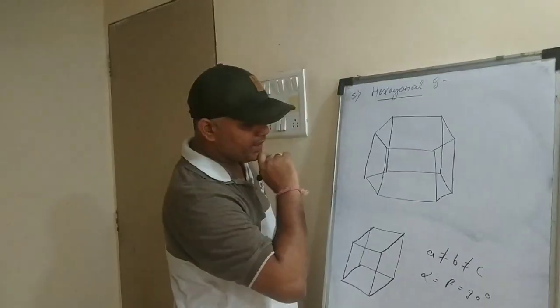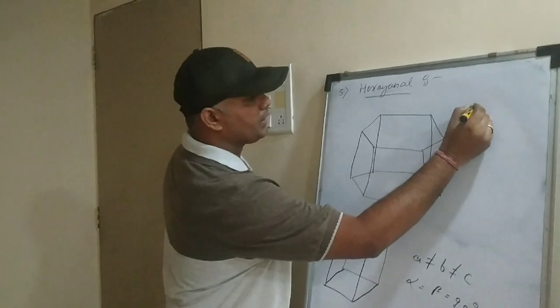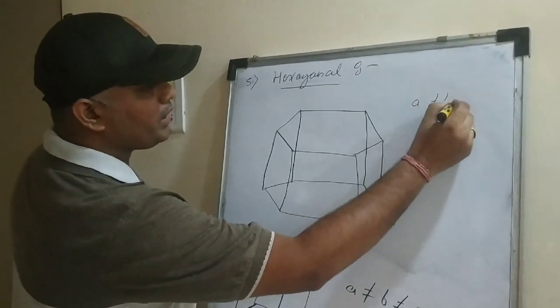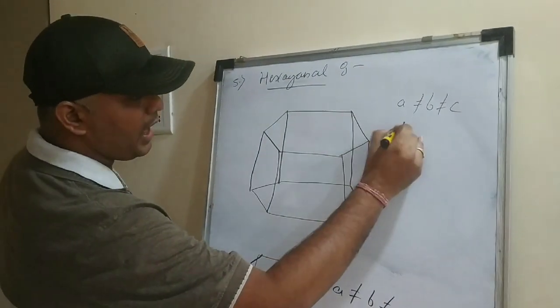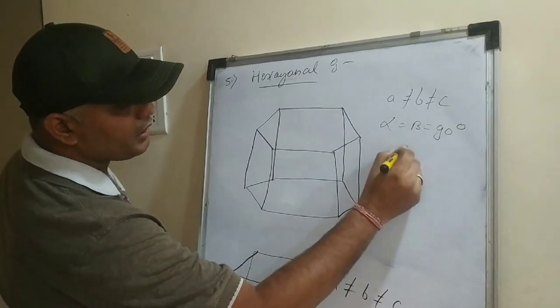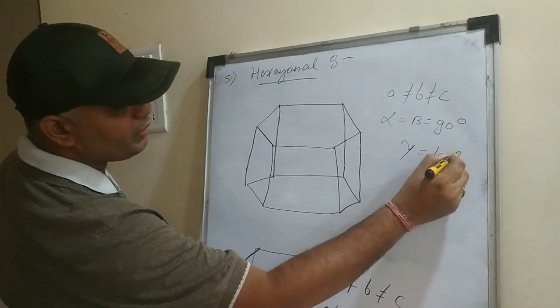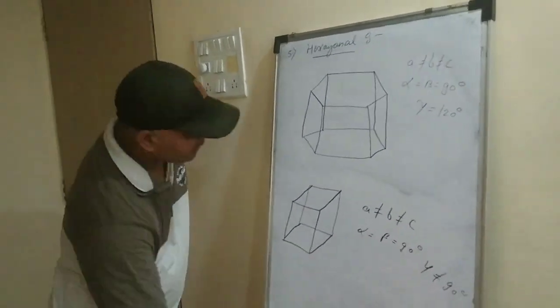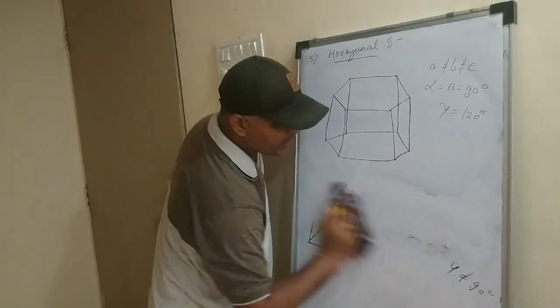Okay, now what is the case here? a is not equal to b, b not equal to c, then alpha equals beta equals 90 degrees, gamma equals 120 degrees. So this is the case. Okay, now let's talk about the next one.